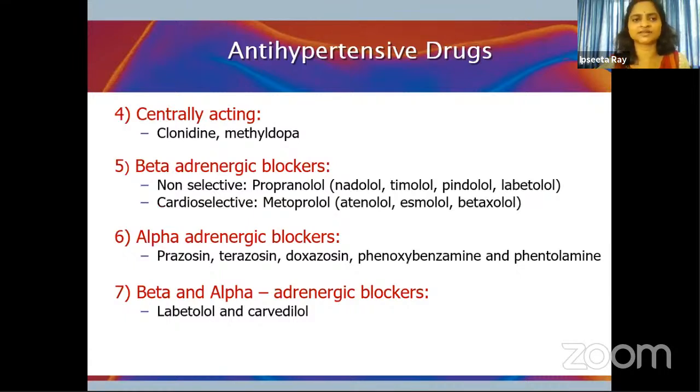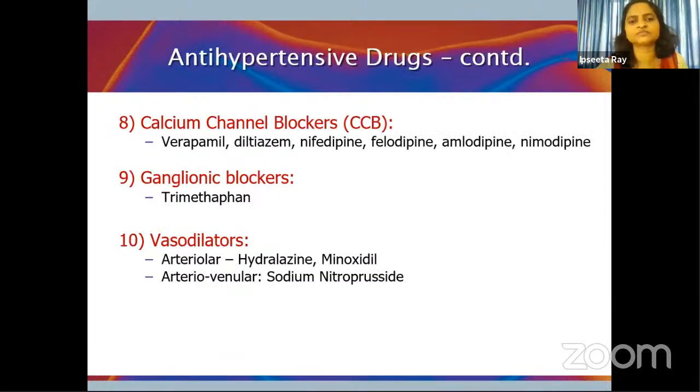centrally acting drugs like clonidine, methyl dopa can be used. You can also use blockers for the adrenergic system like beta blockers. You have metoprolol, atenolol, or you have alpha blockers like prazosin. Both alpha and beta blockers can also be used like labetalol and carvedilol. Then under calcium channel blockers, we have verapamil, nifedipine, amlodipine.